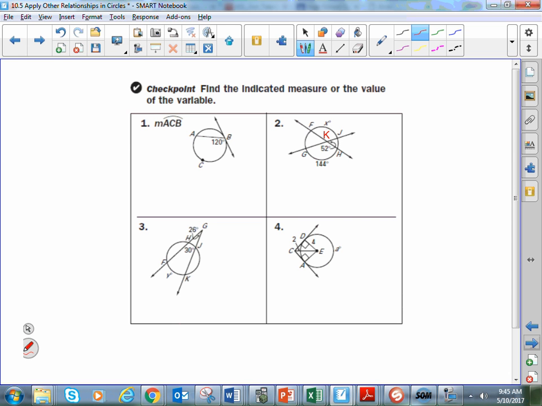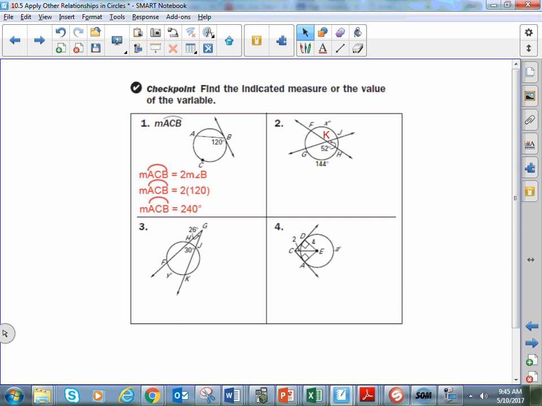All right. So finding the measurement of arc ACB. Well, arc ACB is going to be double the angle that we see there, so we're going to say 2 times 120, and we're going to get our 240 degrees. Here we're looking at the angle outside of, where did I put my work? There we go. So I'm going to say the angle outside, GKH, is equal to the average of the 2 arcs. We're looking for the arc, so we're going to get x in this case to be 112.